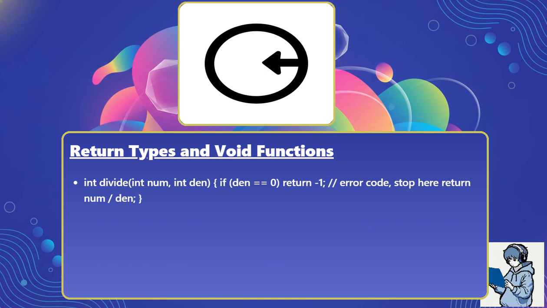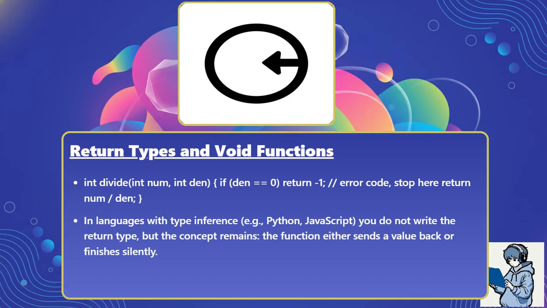int divide(int num, int den) { if (den == 0) return -1; // error code, stop here. return num / den; } In languages with type inference, for example Python, JavaScript, you do not write the return type, but the concept remains. The function either sends a value back or finishes silently.